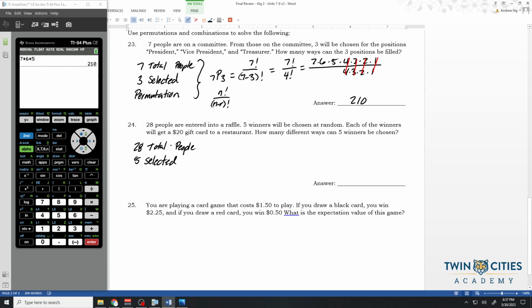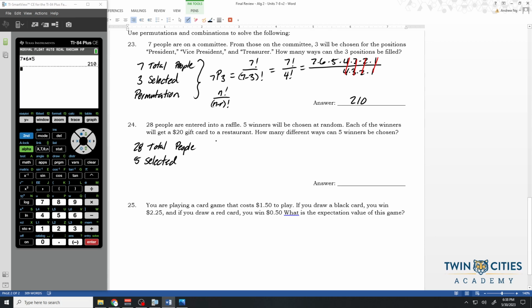Each of the winners will get a $20 gift certificate to a restaurant. How many different ways can 5 winners be chosen? So again, I want to be asking, is this a permutation or is this a combination? If it is a permutation, then each person selected is getting something different or is awarded something different. Here in 23, they were each getting a different role: president, vice president, treasurer. But in 24, they're all getting the same thing. Whether you're selected first, second, third, fourth, or fifth, you're going to get a $20 gift card. So it doesn't matter whether you're selected first or fifth.